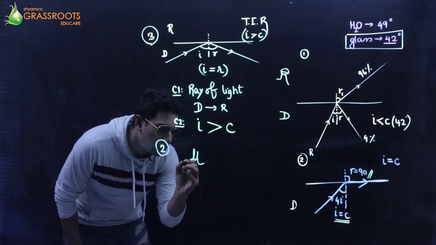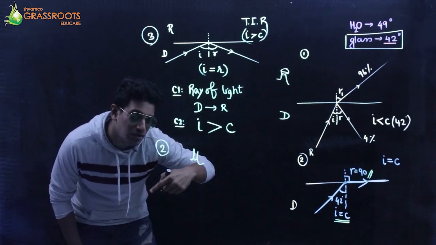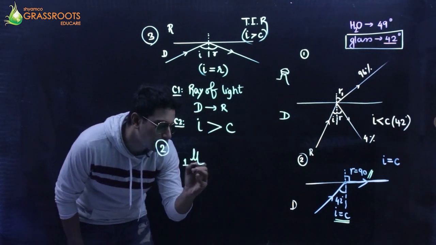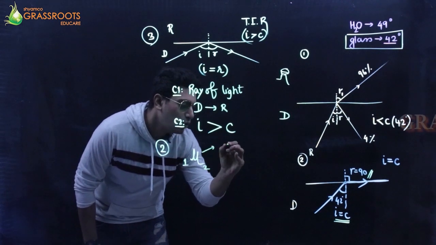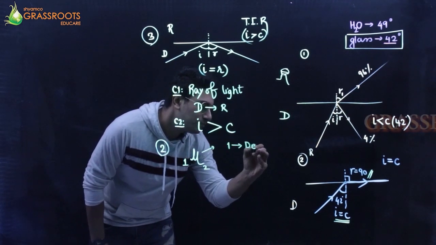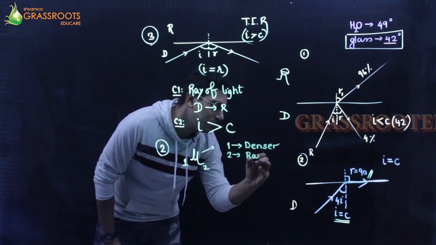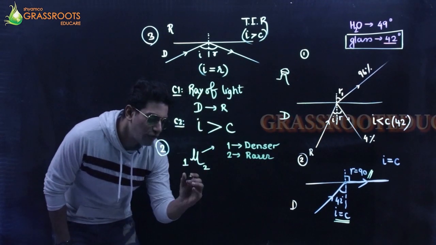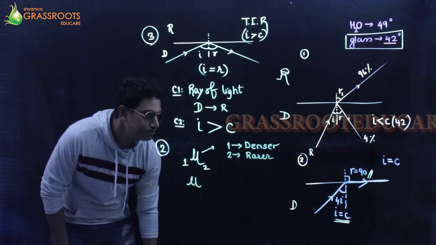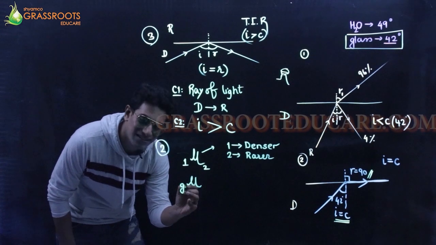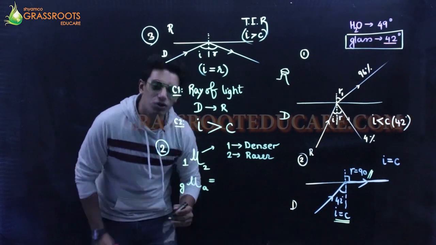A ray of light is coming from a denser medium to a rarer medium. Let's talk about 1 and 2, where 1 is a denser medium and 2 is a rarer medium. I have a formula. Out here it is coming from denser to rarer, that is from glass to air. What should be the formula?